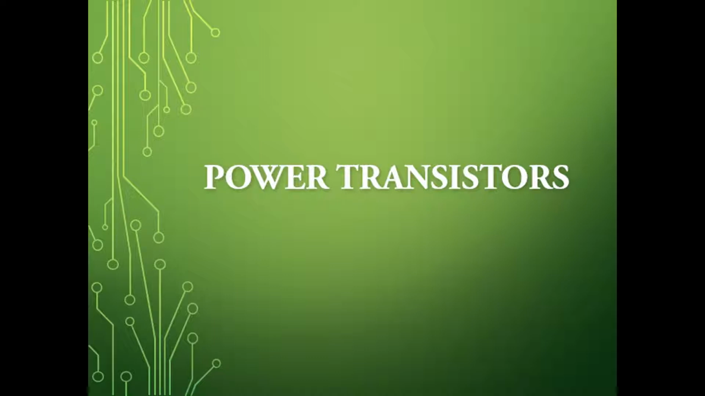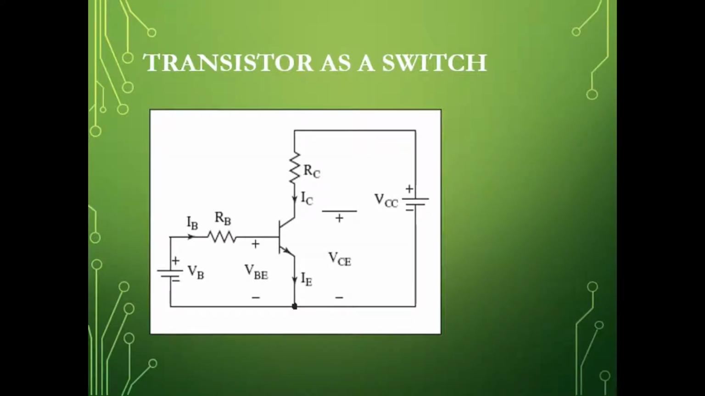Welcome all. This video explains the switching characteristics of power transistor. As we know, in power converters, the semiconductor device is mainly operated as a switch. That is, it is operated either in the cutoff region or in the saturation region.